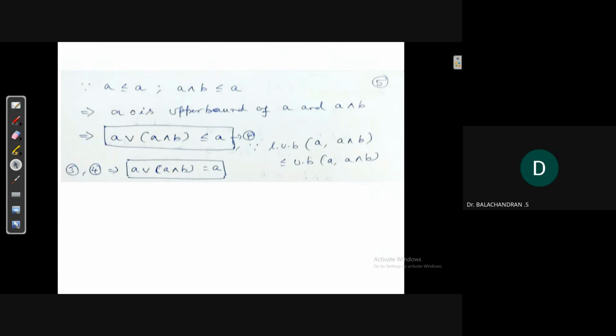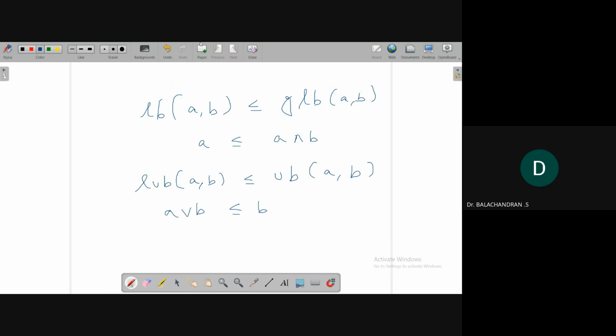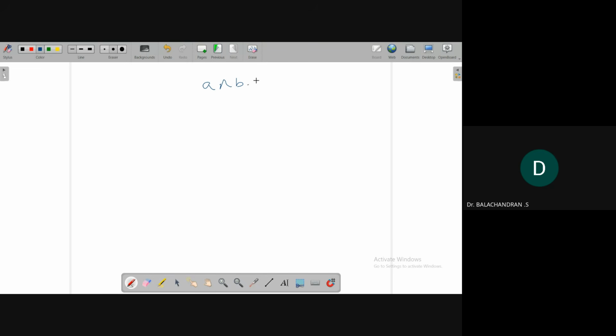Next, A ≤ A, that we know, is always true. Again, A and B ≤ A. The reason this is true is that A and B is the greatest lower bound of A and B. Greatest lower bound of A and B. I'll write A and B ≤ A. So what is the meaning of this? GLB of A, B.